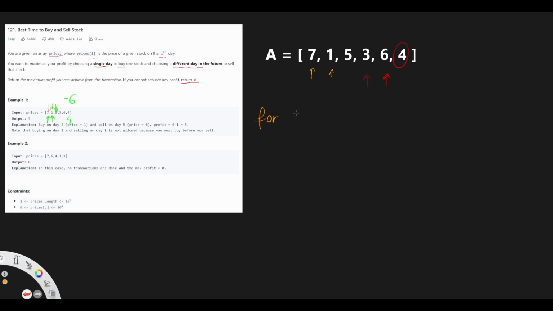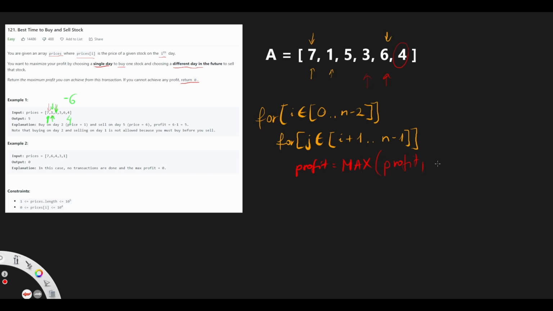So we need a for loop, and this for loop is going to iterate through the values from 0 to n minus 2, which means that this is where it is going to stop if this is the 0th element. And after that, we need a nested for loop where this other variable is going to iterate through the future days, which will start from i plus 1 up until n minus 1. What is our profit going to look like? It is basically the maximum of the current profit and the difference between the sell day and the buy day, which means we have to take a[j] minus a[i].